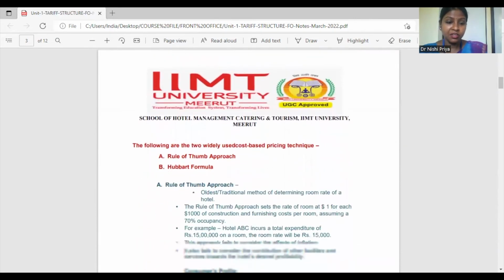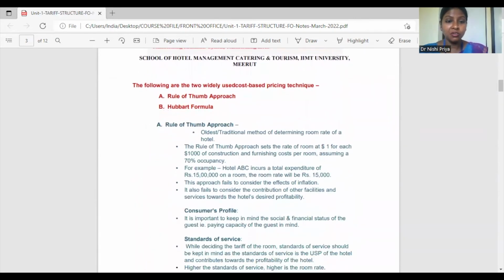We have the third way used for establishing room rate: the rule of thumb approach and Hubbard formula. These are very old, traditional methods, which we have been using from the very initial stage, when hotels and inns came into the picture and there was a requirement to fix the room rate.